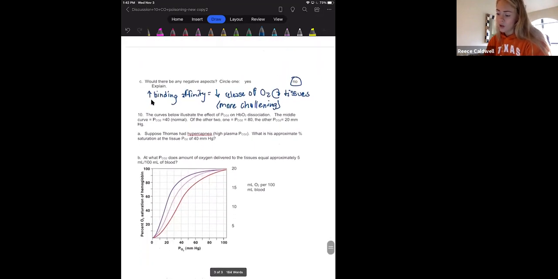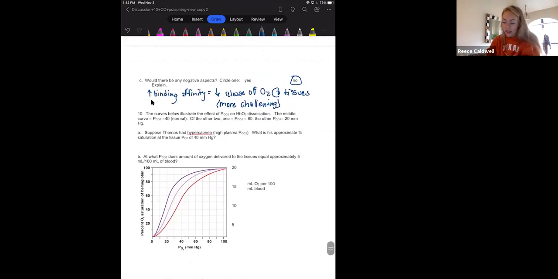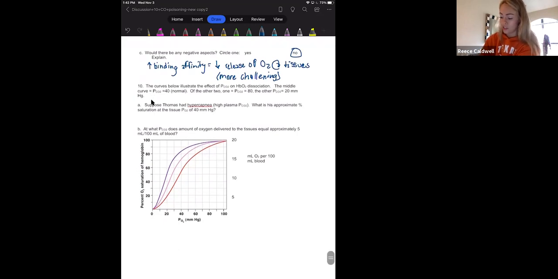Okay, cool. So 10, this one's quick because we have 3 more minutes. But what we see is that now we're going to look at the effect of carbon dioxide on the hemoglobin oxygen saturation curve. This should say PCO2. So what we see is that the middle line, they tell us that is our normal. So our normal is that middle line, and the other two are not normal.